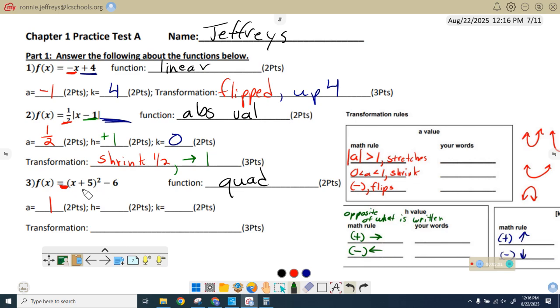Our h, okay, it's written as plus 5, so this would be minus 5. When h is negative, it goes to the left. Okay, so again, you could write the arrows, write the word. I don't care. Just give me the direction. All right. This is just as it is, negative 6, so down 6. Okay.